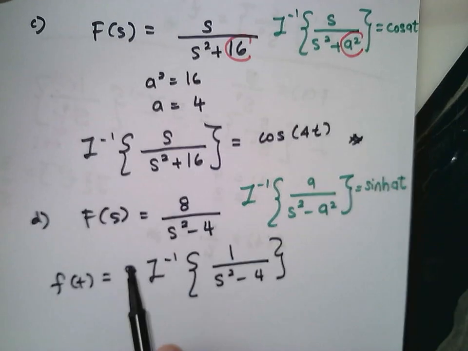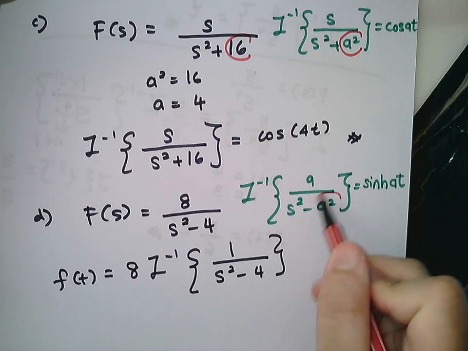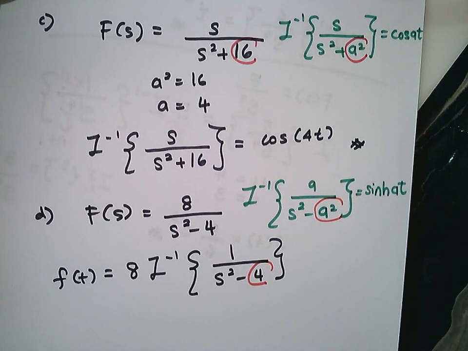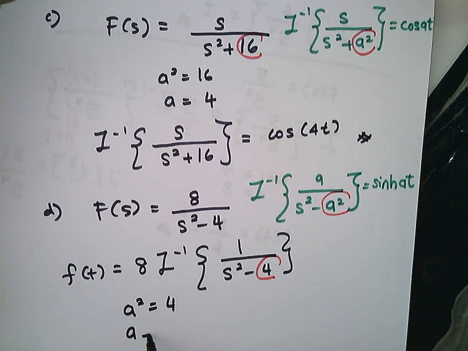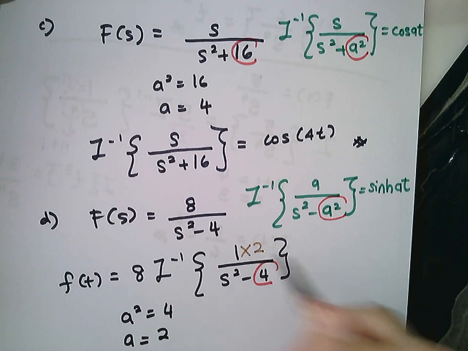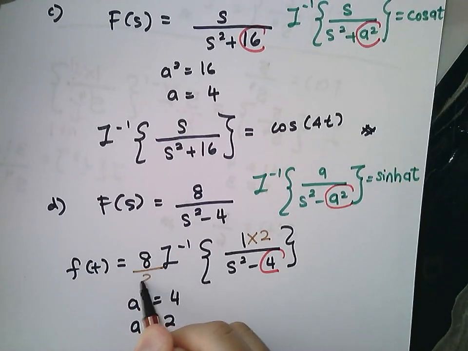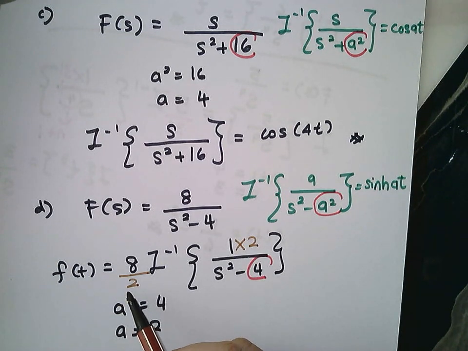So factorize 8, so you need to find the inverse of 1 over s squared minus 4. So get the value of a by comparing here. Okay, so you know that your a squared is equal to 4, so your a is equal to 2. So supposedly the numerator part here should be 2. So do some modification here. What will you have? You need to multiply by 2, divide by 2. Every time you multiply by a constant, you need to divide back by the same constant.